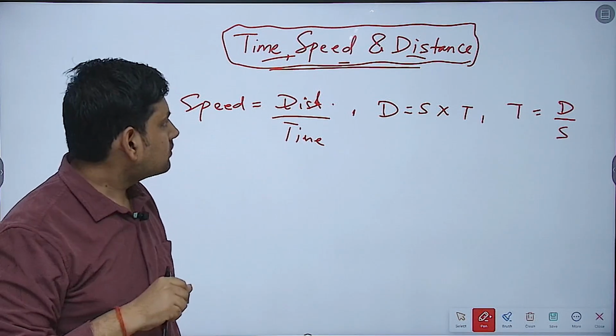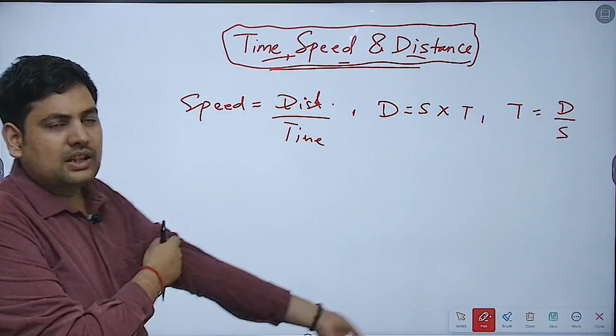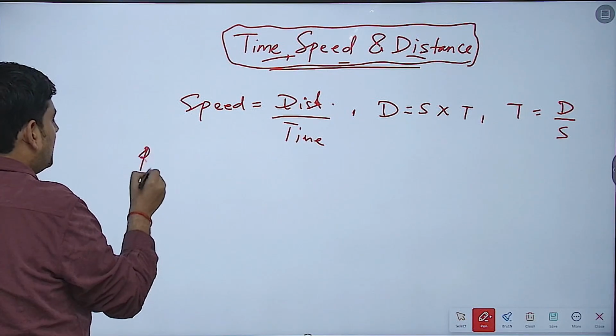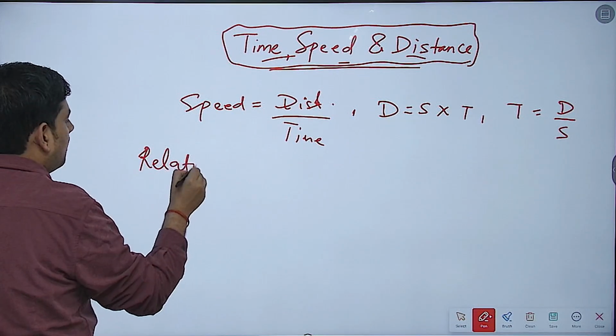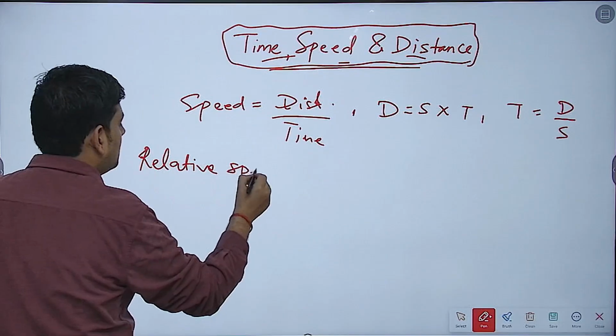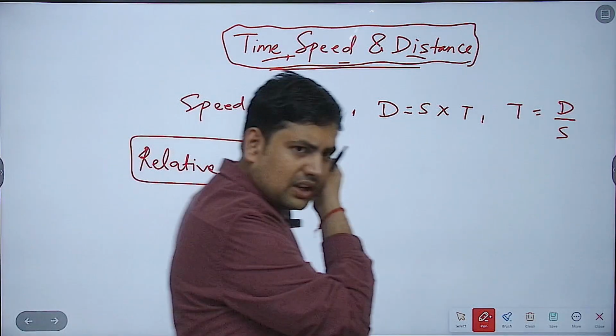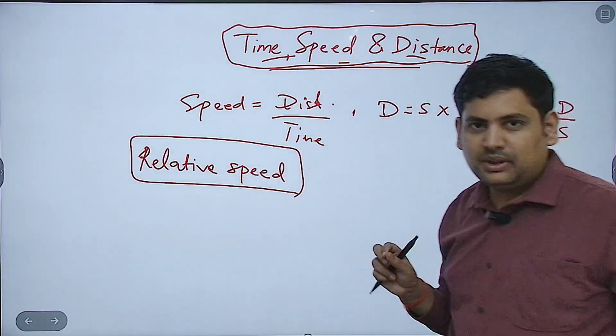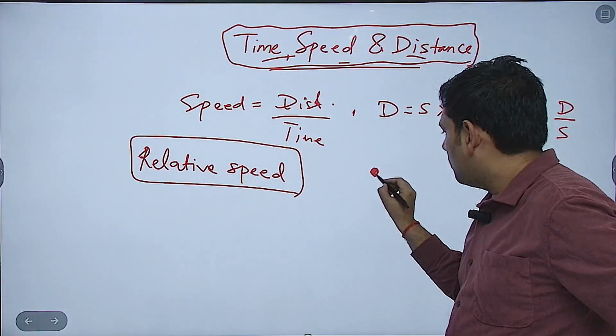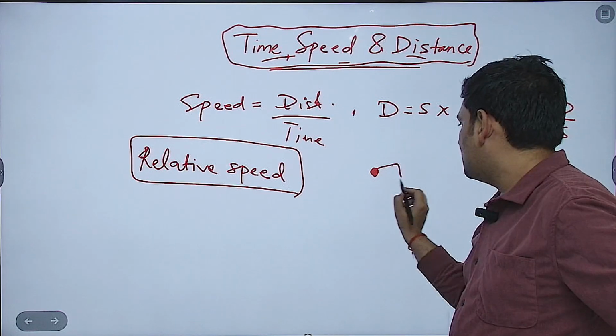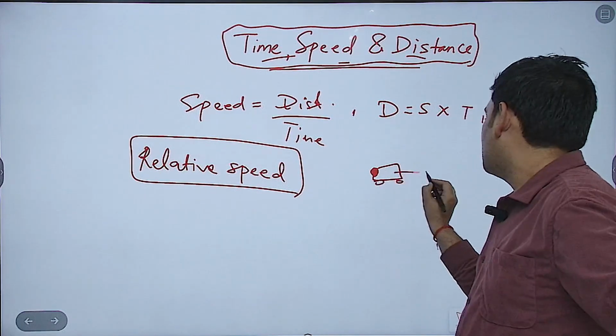Now, another term that you might have seen a lot in questions is relative speed. Now, what is relative speed? Let's say there are two cars. So, this is car 1 going in this direction.